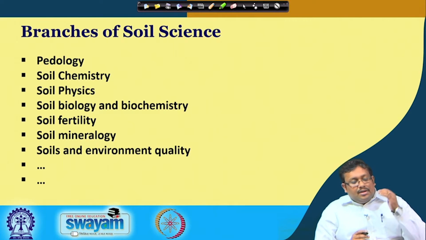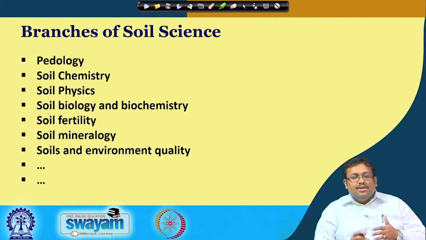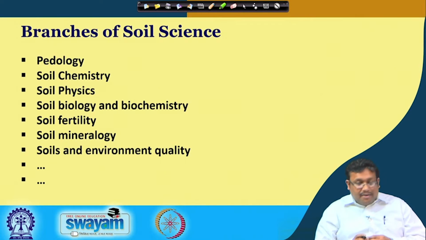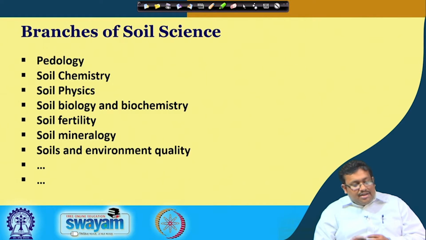So, these are different branches of soil science. I have listed a couple of them, but new branches are evolving each and every day. The major important branches are pedology, then soil chemistry, then soil physics, then soil biology and biochemistry, then soil fertility, soil mineralogy, and soils and environmental quality.